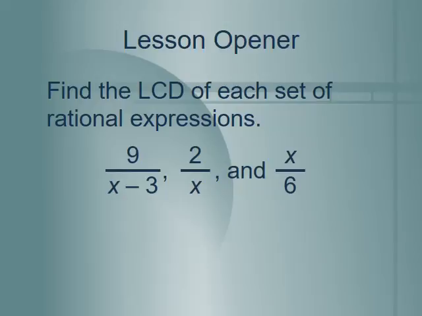And let's look at this. We have to remember that this is one set. This goes together. And then we have an x, and then we have a 6. So what we're going to do is we're actually going to multiply these together like I talked about earlier in order to form the common denominator. So you can put it like this: 6x times x minus 3.